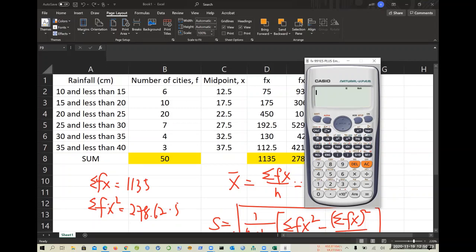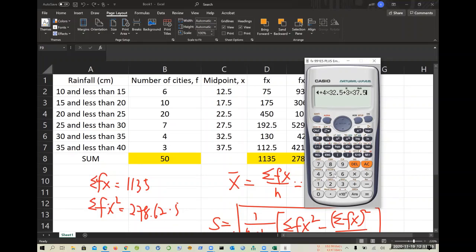So the first one over here, let's say you have fx is 6 times 12.5, plus, because you are taking the summation, 10 times 17.5, plus 20 times 22.5, plus 7 times 27.5, plus 4 times 32.5, plus, and lastly you have 3 times 37.5.